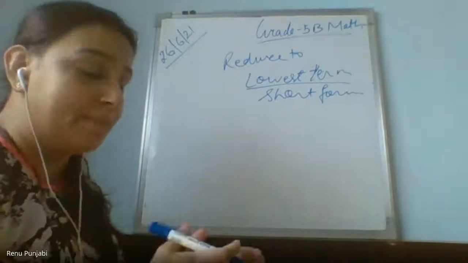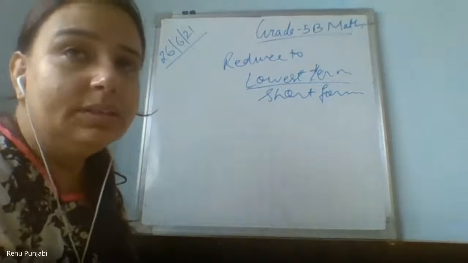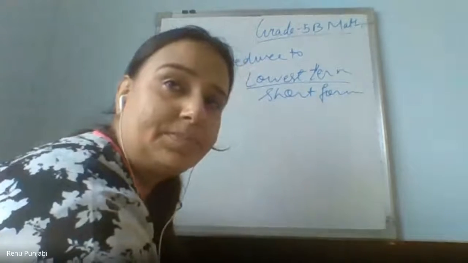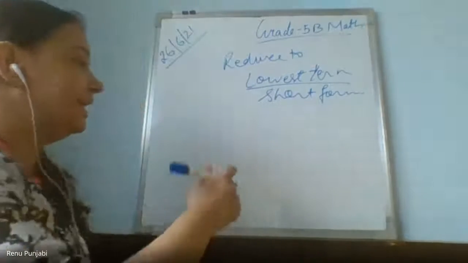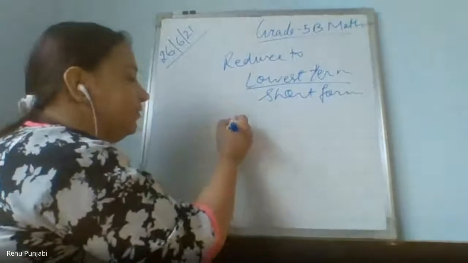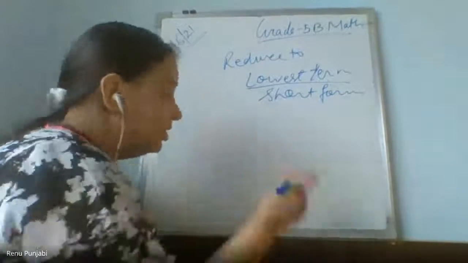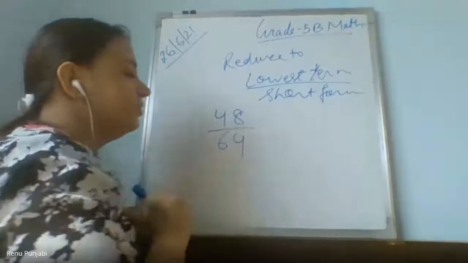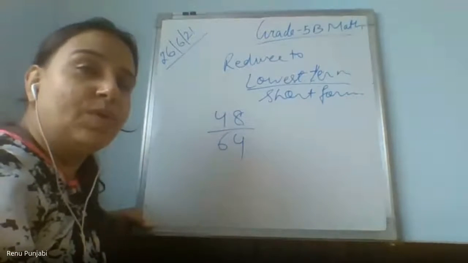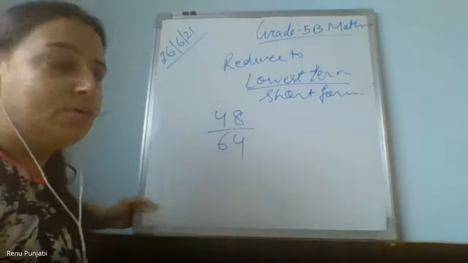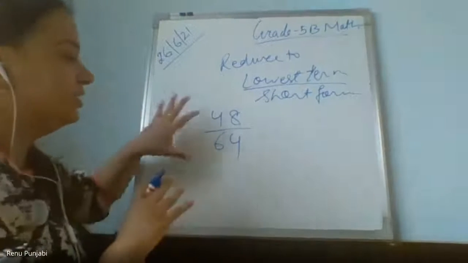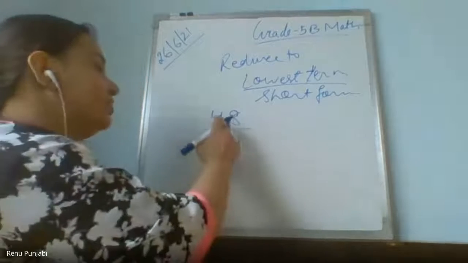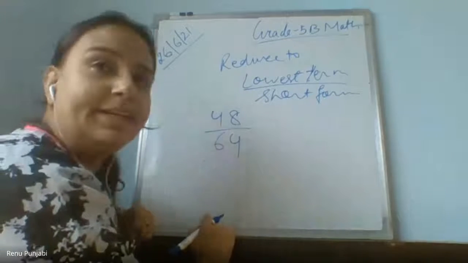What if the numbers are big? If the numbers are big, what will you do in that case? In that case, see, for example, the fraction is 48 upon 64. Now there is one more method of finding out which table is going in both the numbers. I'll tell you how. First of all, you check 48.